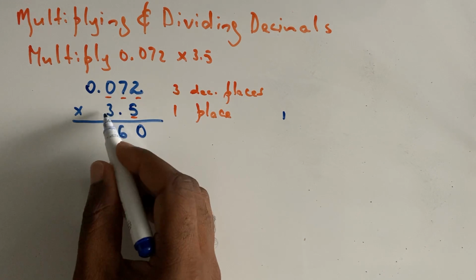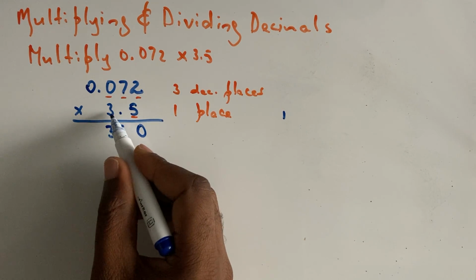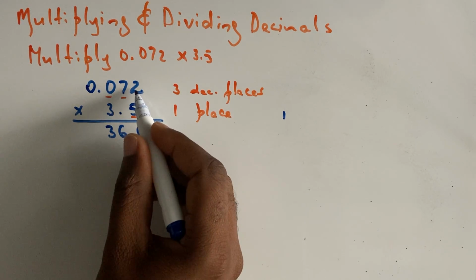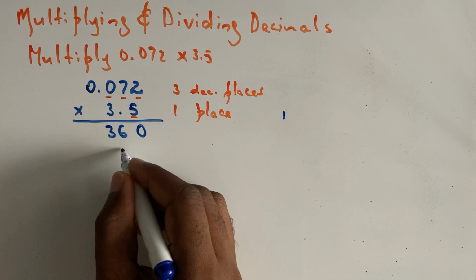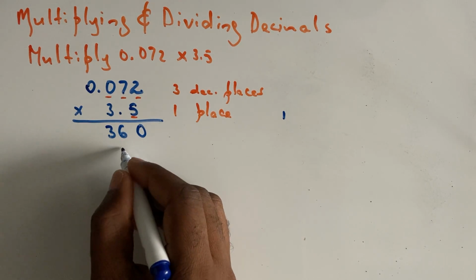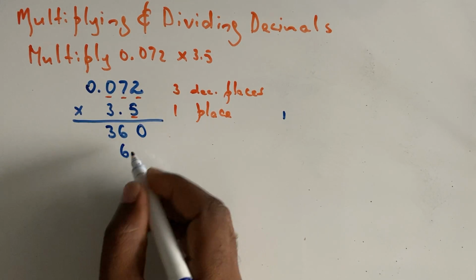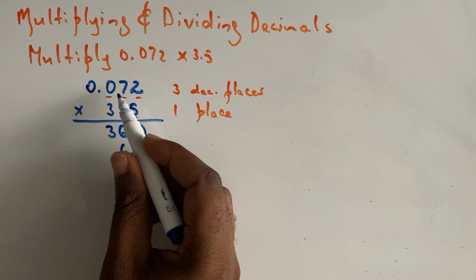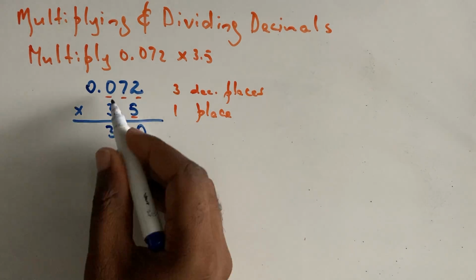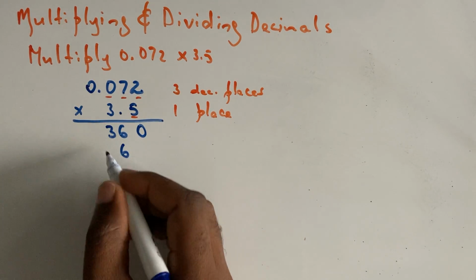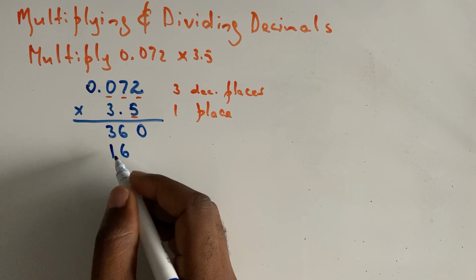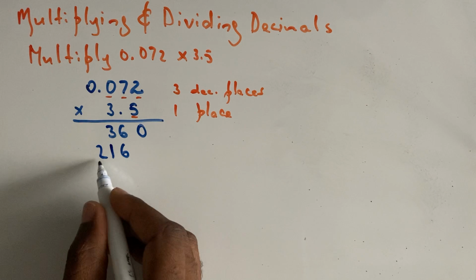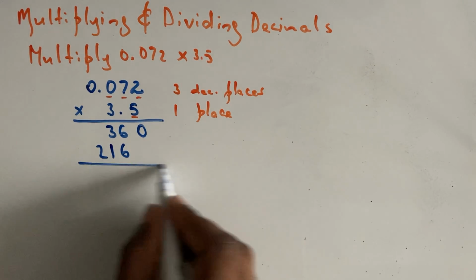Then you keep moving to the second value here. 3 times 2 is 6. I put 6 here. Remember, you skip 1 digit. And 3 times 7 is 21. So 21 here. You don't have other numbers, these are zeros, so don't worry. So 216 right here, and that's it.